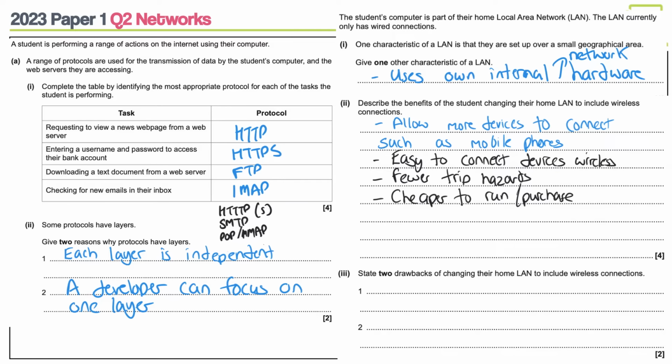State 2 drawbacks of changing their home LAN to include wireless connections. So now let's talk about some of the issues that could happen. So please, go on, Razan, give us an example. Absolutely. Because it's wireless, it's much easier to intercept what you're doing. There we go. So that was the big drawback, isn't it, about Wi-Fi?